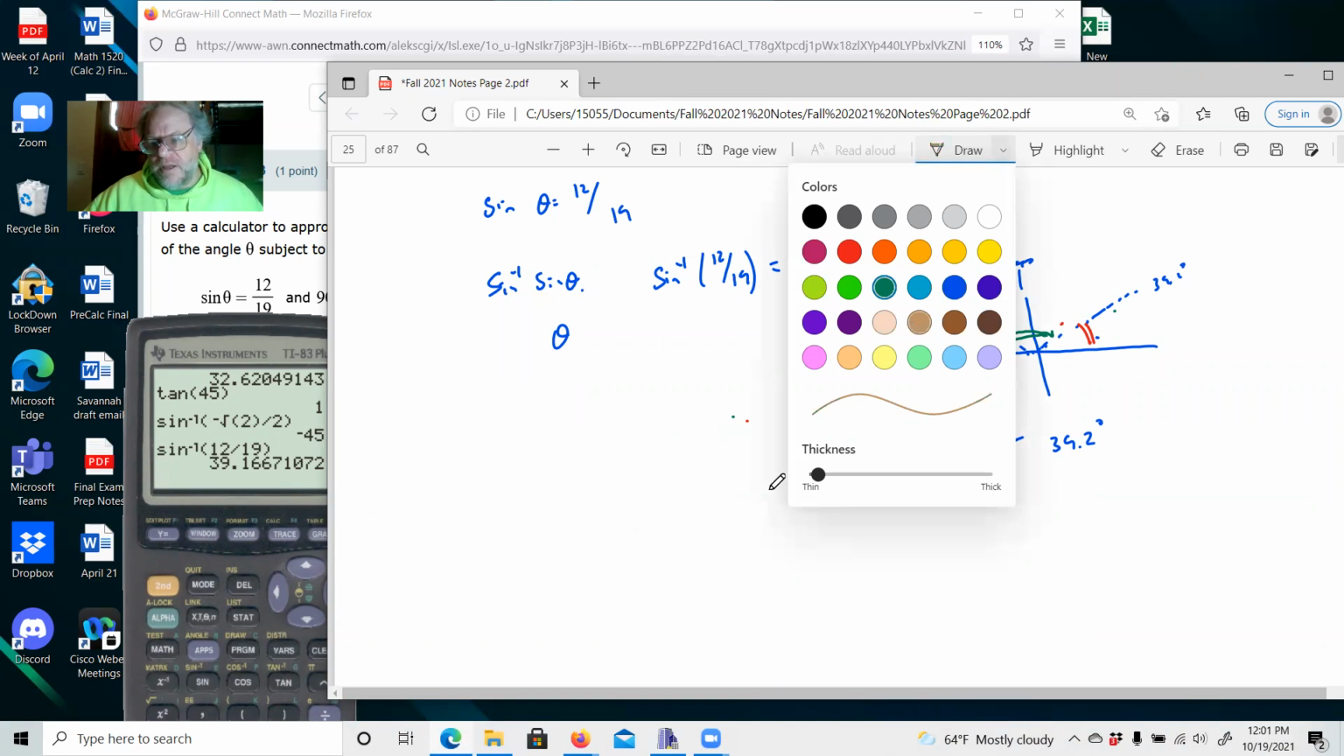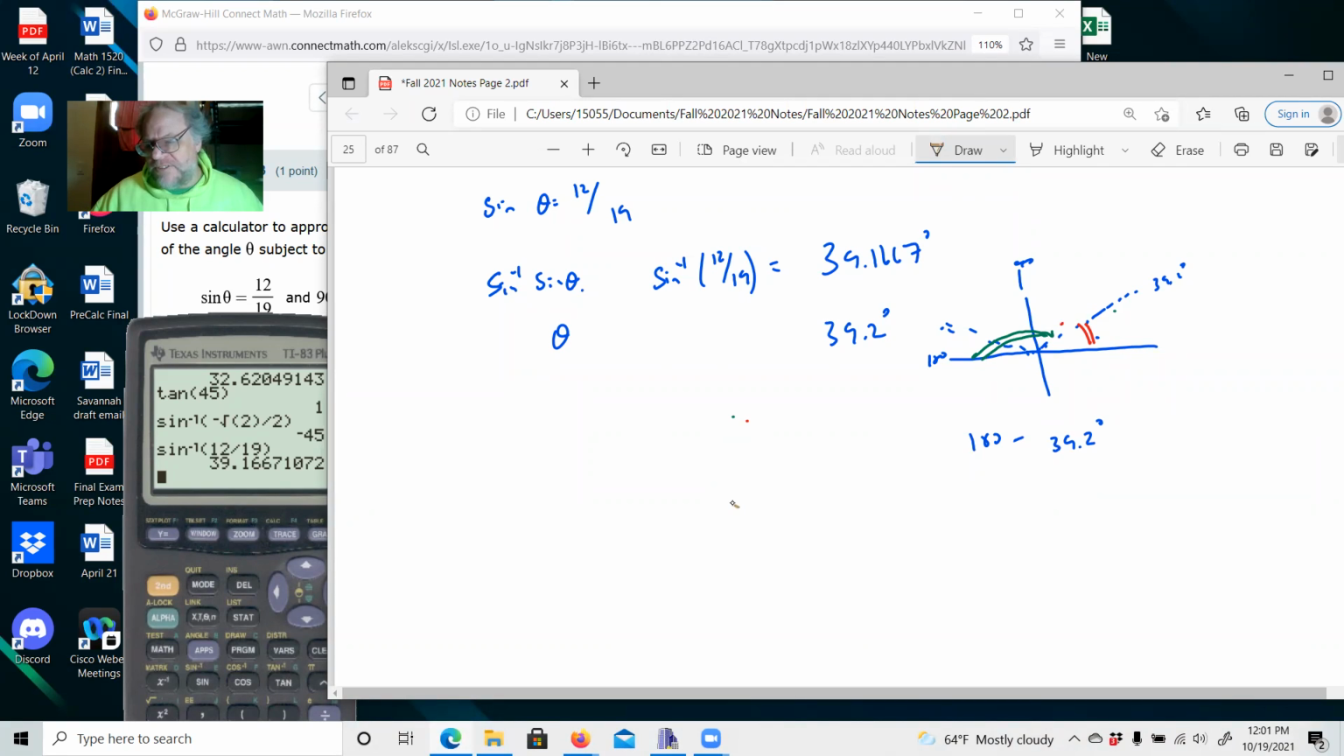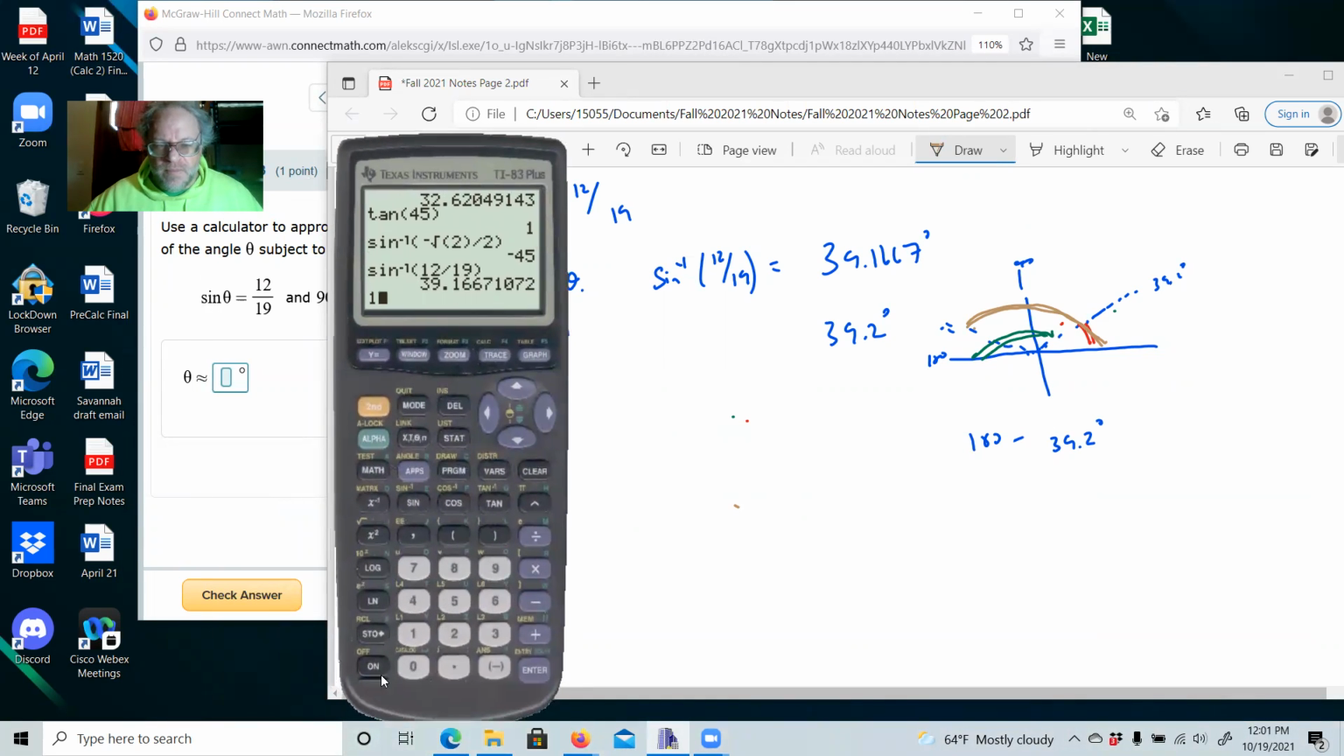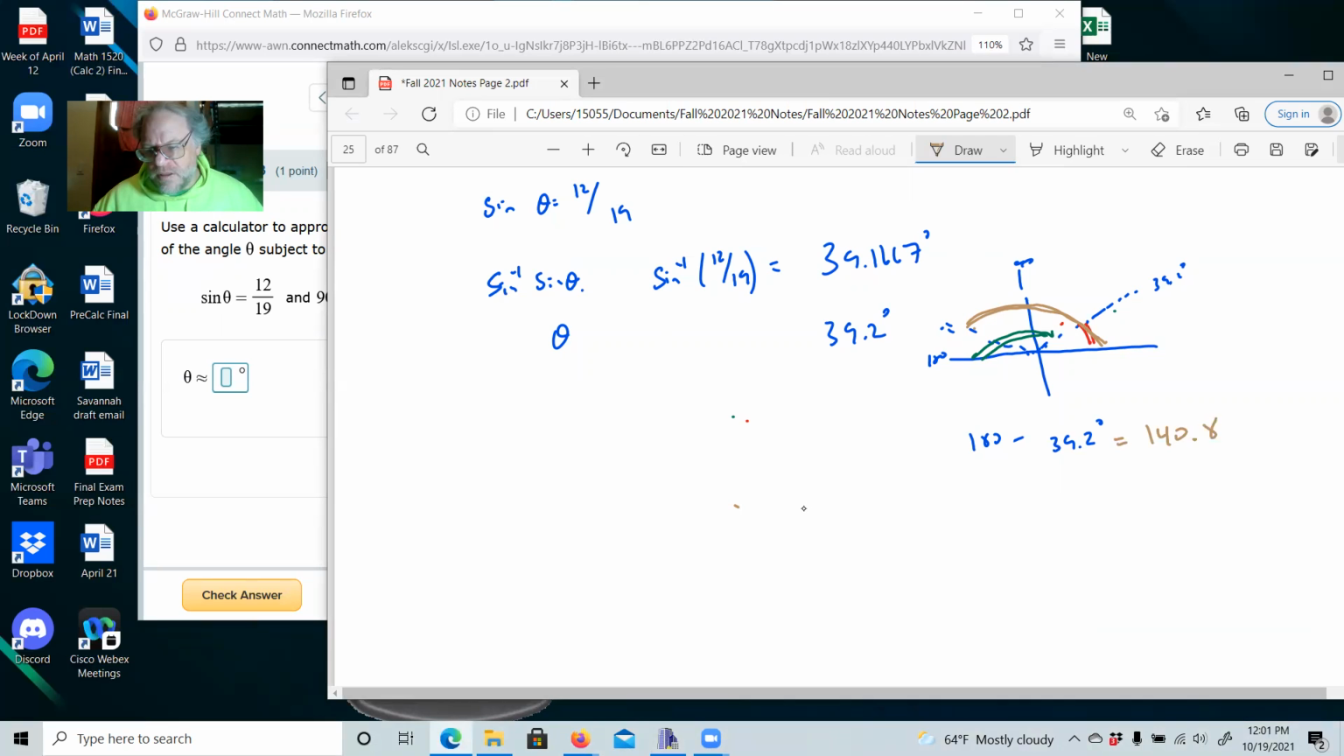You could just put it back in standard position, right? We're going to end up with that one. Okay. So that's what we want. Okay, so 180 minus 39.2 is going to be like 140, 141, or 140.8. Okay, I think. Do that.